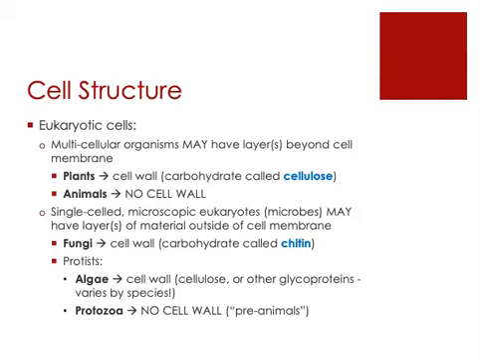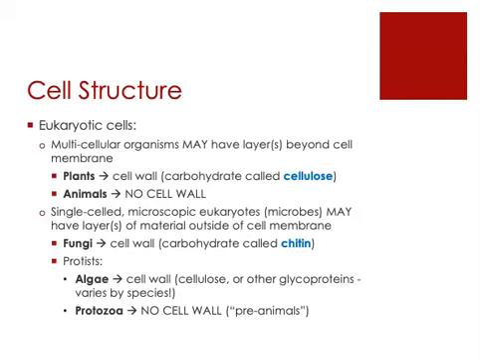Animals are different. Multicelled animals are very different. They don't have cellulose around their cells. They don't have a cell wall. Now, when we look at single-celled microscopic eukaryotes, we see some important differences. They can have layers of material outside of their cell membrane. The fungi, for example, have a cell wall. It's not made out of peptidoglycan like the bacteria. It's not made out of cellulose like the plants. It's made out of another complex carbohydrate called chitin.